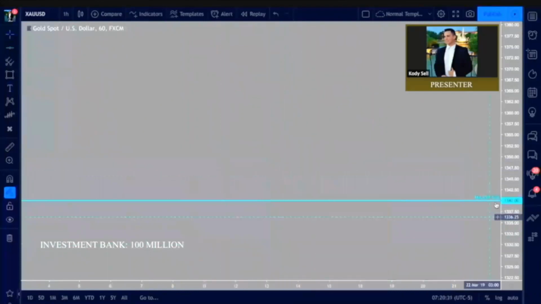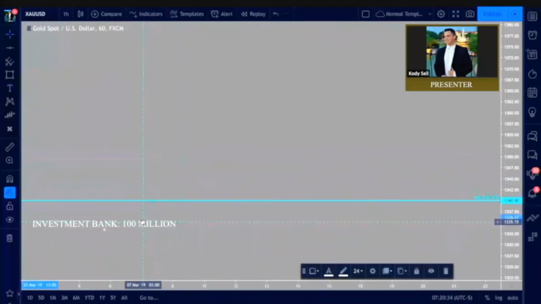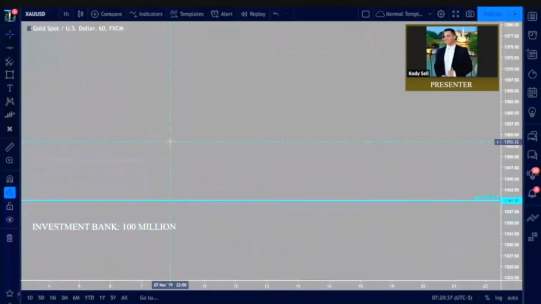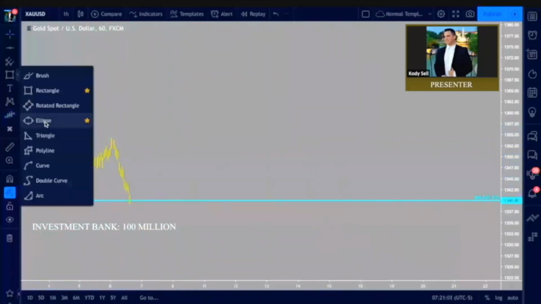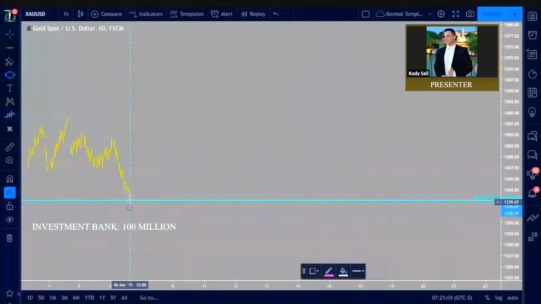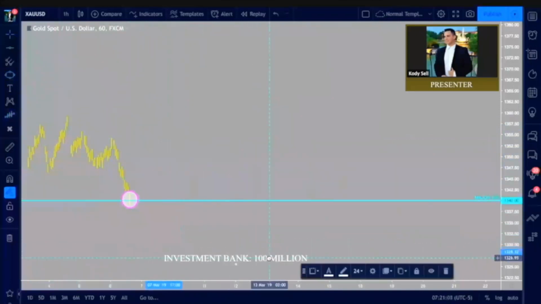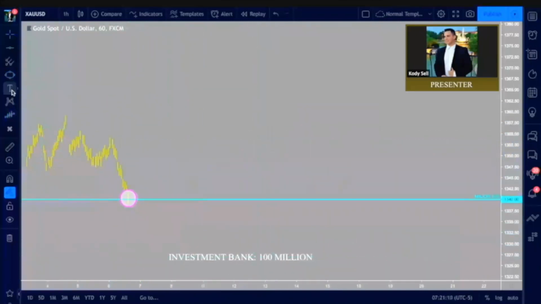Right here at 1340, they want to fill this order for 100 million, okay? So the way this works is price will be moving along here in the market, and then it'll reach the 1340 level. And when price reaches the 1340 level right here, part of this order is going to get filled. So let's say overall they want to fill 100 million right here.